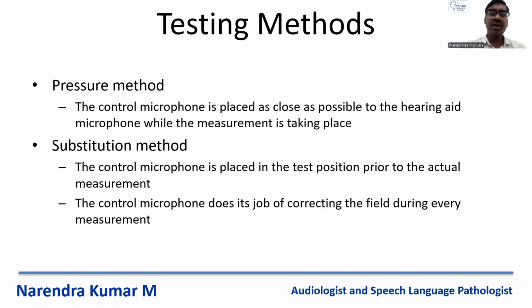The other method is called the substitution method, where the test box will have only one microphone, which is the measurement microphone. Before performing the test procedure, the whole apparatus is calibrated using the measurement microphone. Then after calibration, the coupler is attached to the measurement microphone, then the hearing aid is attached, and we perform the test procedure. So if you need to follow the pressure method, then the test box should have a reference microphone or a control microphone along with the measurement microphone. If there is only one microphone inside the test box, then we have to use the substitution method.